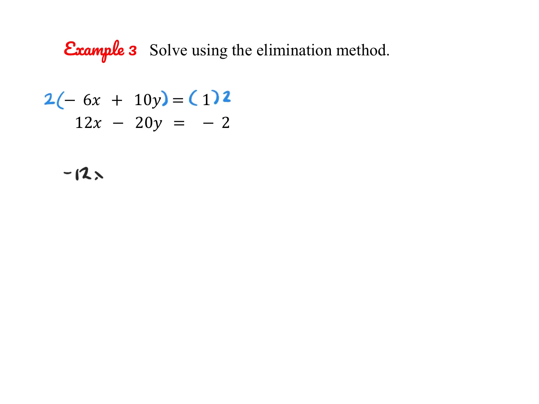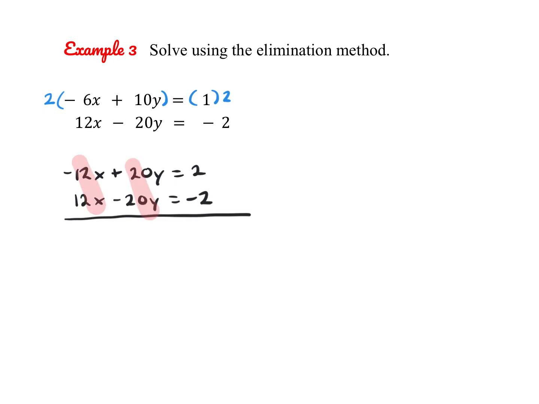So I'm still going to rewrite both equations. Don't forget to distribute the 2. So it's 20y equals 2. Then I'm going to line up the other equation right underneath. And I'm going to add vertically. Now here you'll see something interesting is going to happen. My x's cancel out, but my y's also cancel out. So that means the left side of my equation is 0. But let's see what's happening on the other side of my equation.